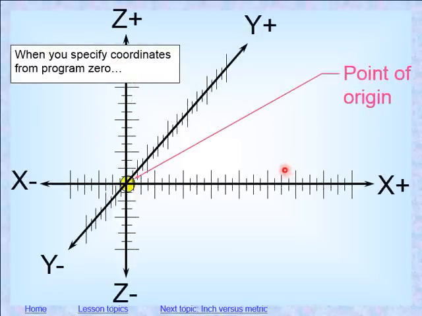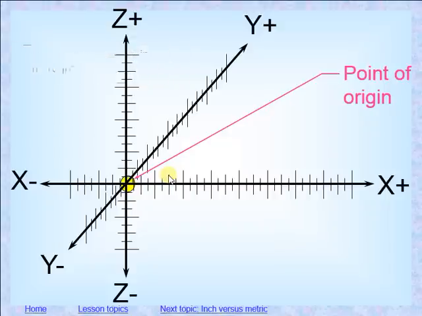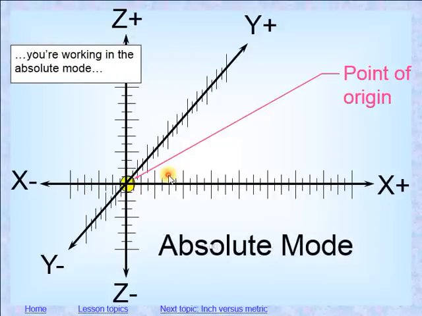Here's our Cartesian coordinate system, x, y, and z. We have our point of origin. So our point of origin is right here. And we are going to look at this first off in our absolute mode. So absolute mode. There's a G code to specify what absolute mode is. There's also a G code for incremental.